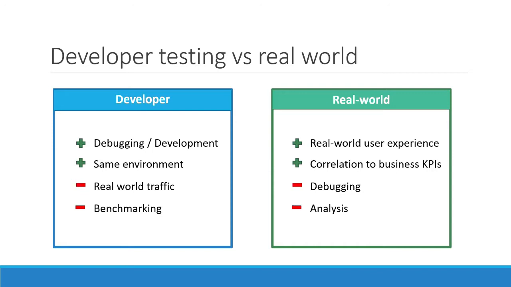For example, when we developers are doing the performance testing, obviously we are on our own machine, during development, so it's easier to debug and develop and to do that iteratively. We always use the same environment, so we're comparing apples to apples from one release to another. But the drawbacks are that it doesn't really capture the real world traffic. As we saw earlier in the slide, there are many different conditions that the user can have when they visit your application, so it doesn't really capture that.